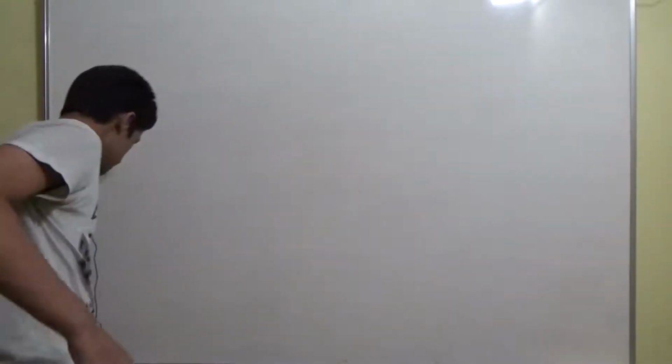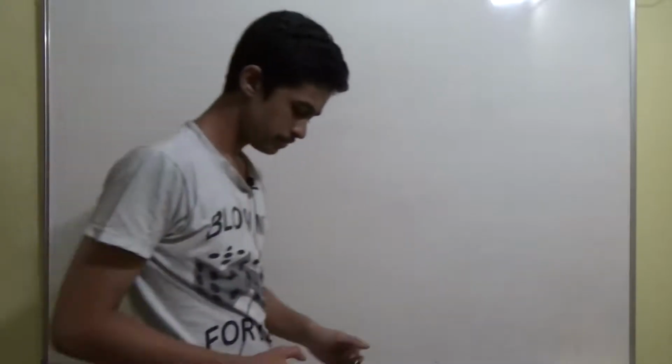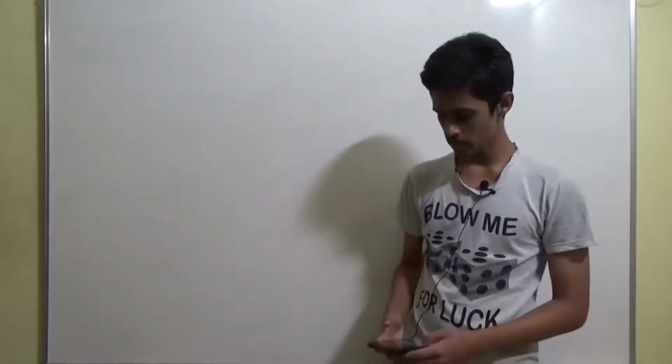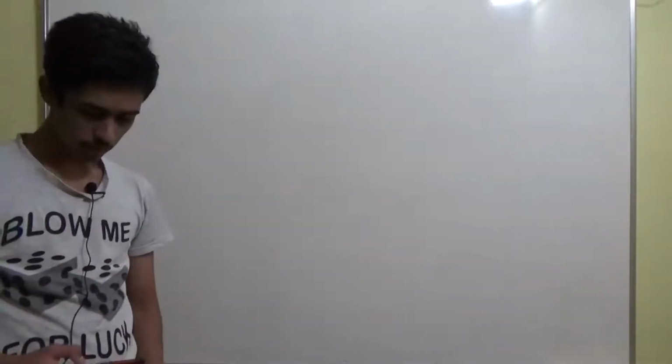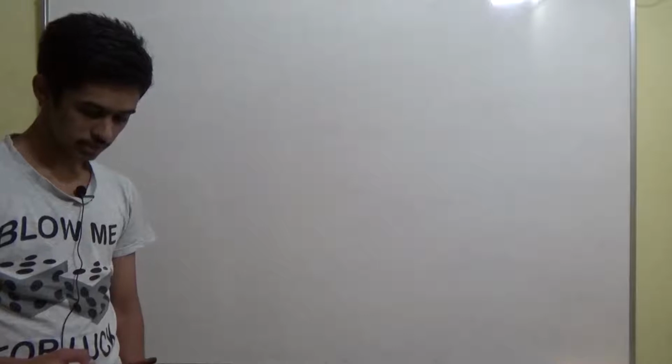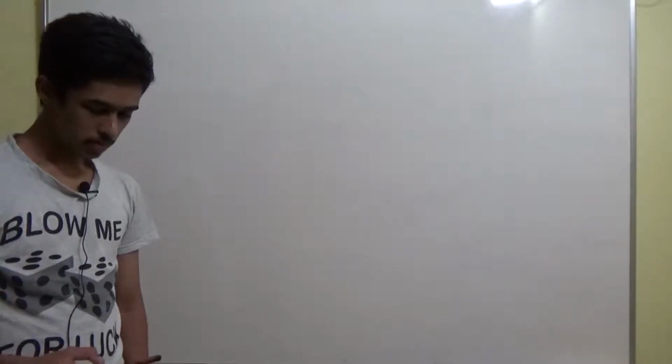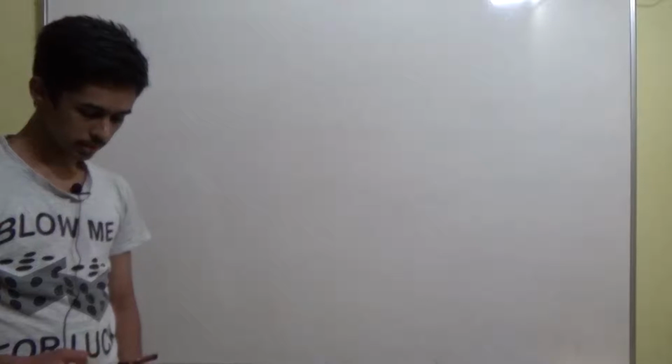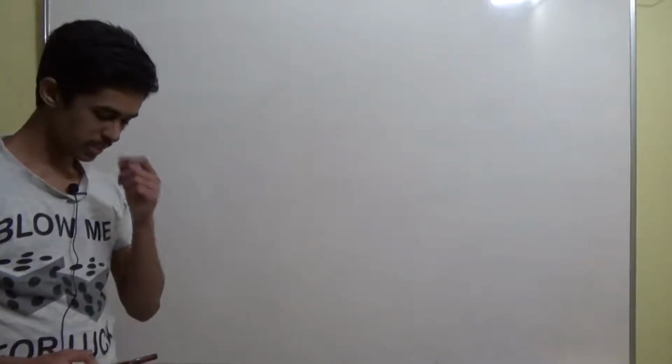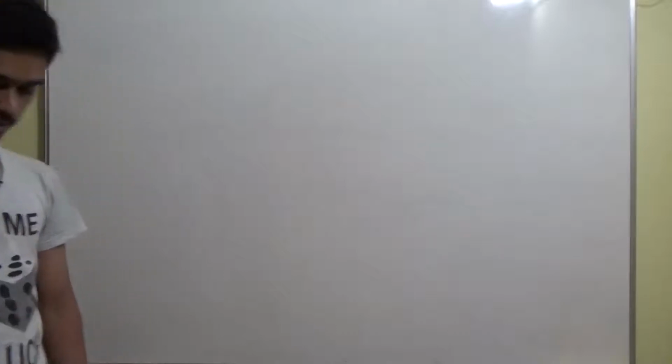So let me first read out the third sub question, guys. The third sub question says Yash scored 40 marks in a test, getting 3 marks for each right answer and losing 1 mark for each wrong answer. Had 4 marks been awarded for each correct answer and 2 marks been deducted for each incorrect answer, Yash would have scored 50 marks. How many questions were there in the test?